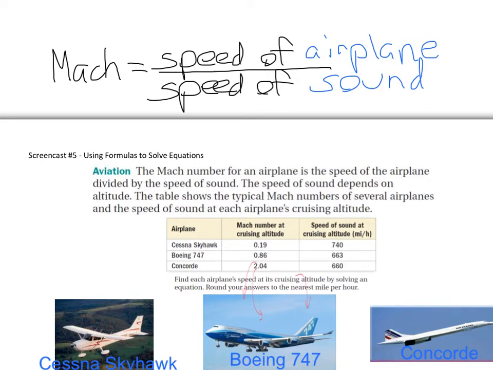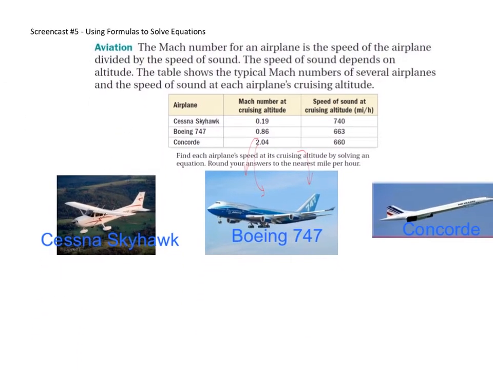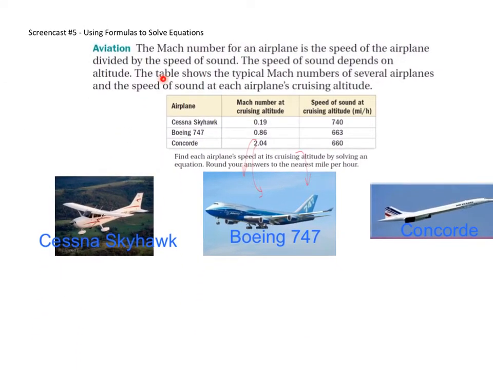Notice that we have created from the words, the Mach number for an airplane is the speed of the airplane divided by the speed of sound, as Mach equals speed of airplane divided by speed of sound. And that's a little bit more user-friendly to know. We are going to use an abbreviated, smaller version of this very same formula to help us solve the problem at hand. All right, so what is the problem asking us to do? Well, let's keep reading. It says, the table shows the typical Mach numbers of several airplanes and the speed of sound at each airplane's cruising altitude.